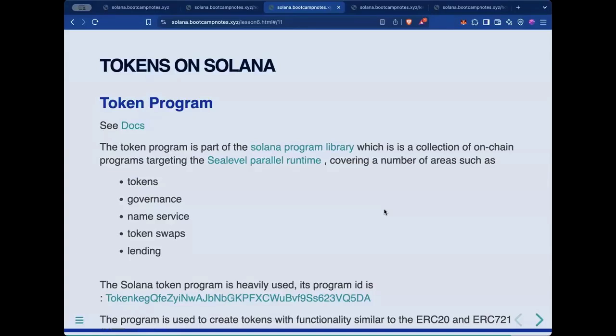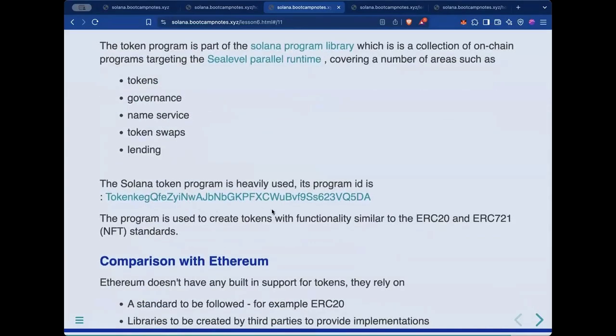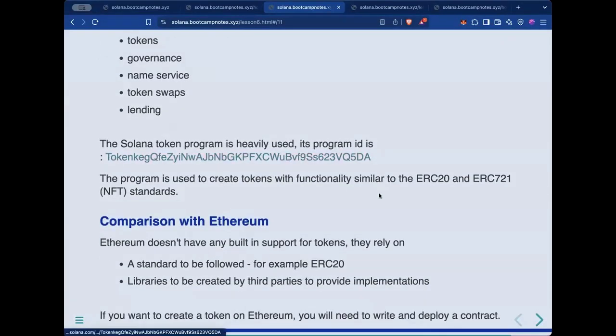Okay. Now, the Solana Program Library, the SPL, does other things as well, which we're going to look at later. But we'll look now at the token program. Obviously, it's very heavily used. That's the program ID there. Obviously, they've created it specially. And what this allows you to do is to create tokens following the basic standards that we want, which are the fungible tokens and the non-fungible tokens.